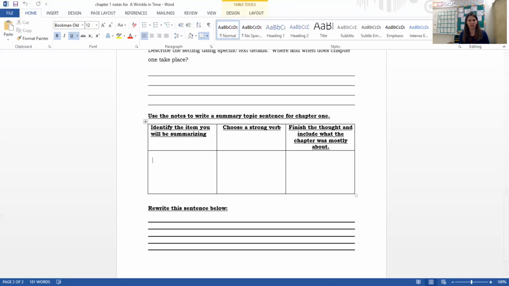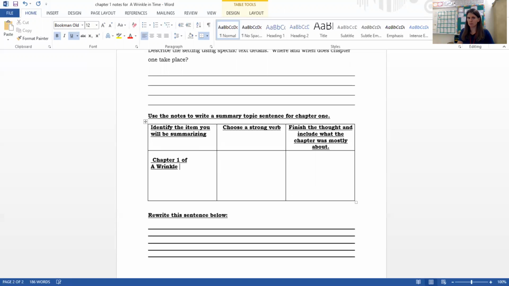So I'm going to put a note in here that we are summarizing chapter 1 of A Wrinkle in Time. So that is what I'm going to be summarizing. We need to choose a strong verb, and hopefully I have given you a list of verbs, and it could be something like describes. It could be explains. But you need to pick some kind of a verb. Just pick one. I wrote 2 as examples that you think this chapter does.